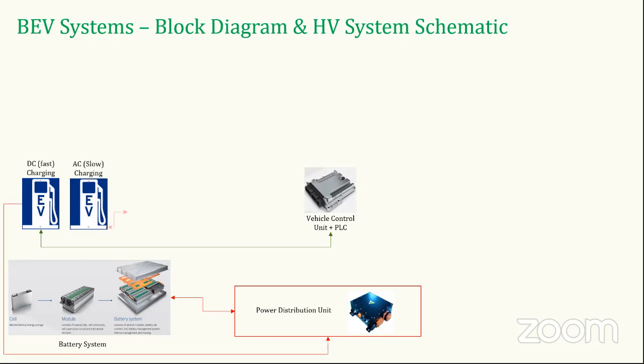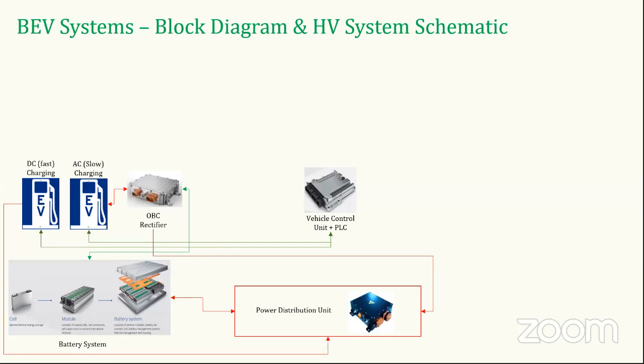And the next type of charging is the AC charging, generally considered as slow charging. So considering the battery to be a DC storage, we must have a rectifier setup, which we call an onboard charger, which converts AC to DC. And there is also a communication link in order to control the charging rate for AC charging with the help of a vehicle control unit.